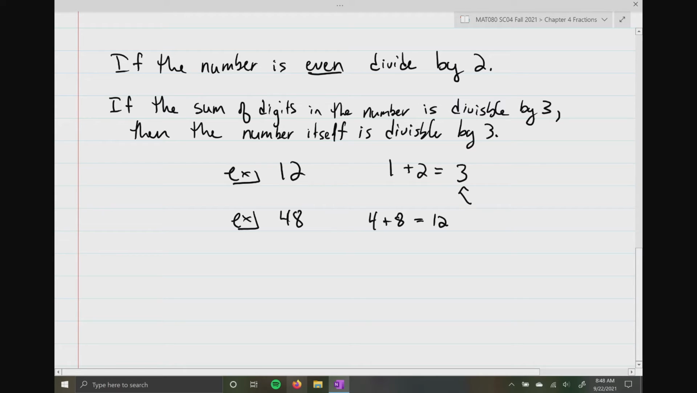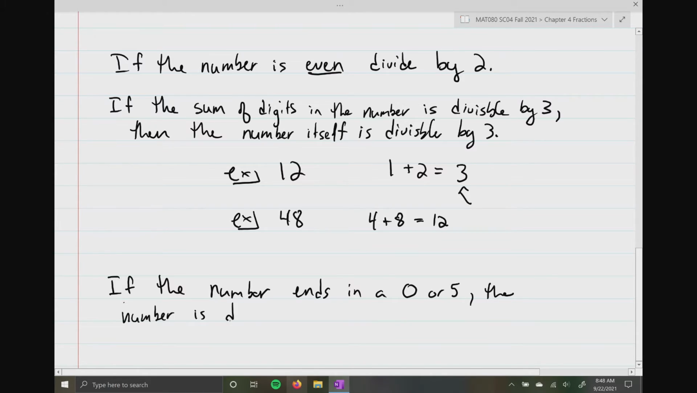And then the last one, I think everybody knows this one. If the number ends in a 0 or 5, the number is divisible by 5, which means you can always divide it by 5. These three rules just help us to break something down.